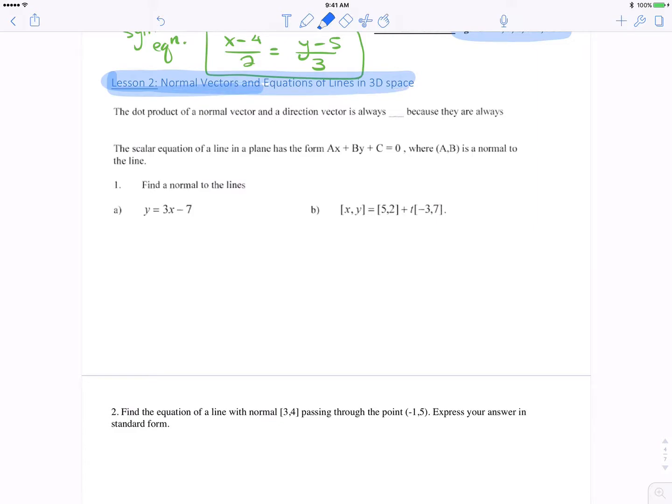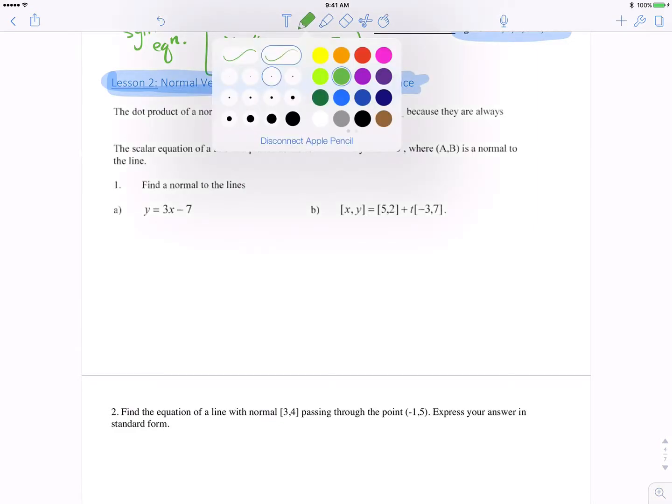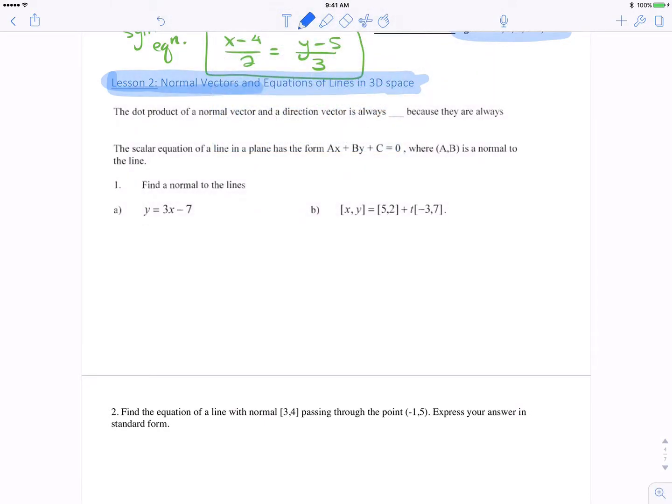So, we're talking today about normals and equations of lines, building on our first lesson. A normal, we have already seen this before. Remember, a normal is something that is perpendicular to a plane. Now, a dot product of a normal and a vector is always going to be 0 because they are always perpendicular.